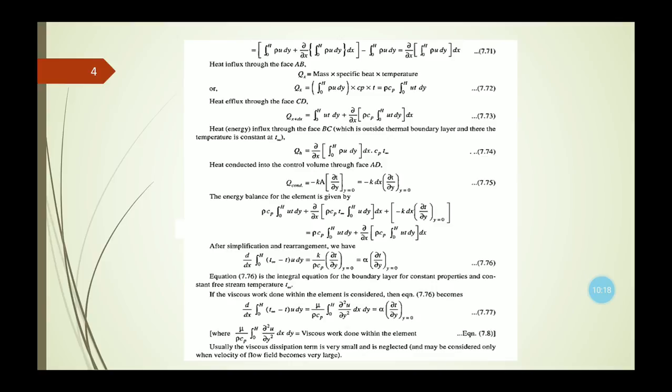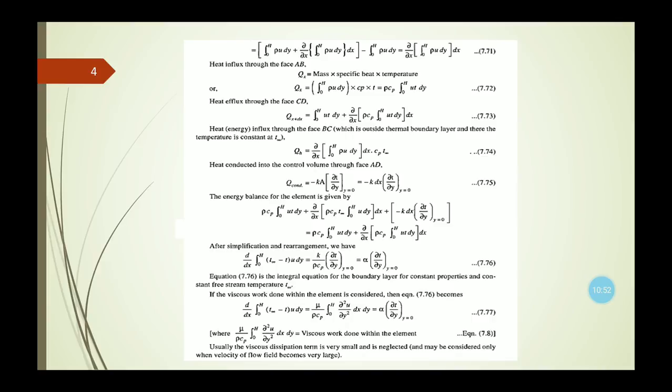Now this k by rho Cp, which is the thermal conductivity by heat capacity, equals the thermal diffusivity, which is denoted by alpha. So that means the right hand side of this equation can be represented in terms of alpha, that is thermal diffusivity, and in that case the right hand side will be alpha del T del y at y equals 0. Now this equation 7.7 is the integral equation for the boundary layer for constant properties and constant free stream temperature T infinity.